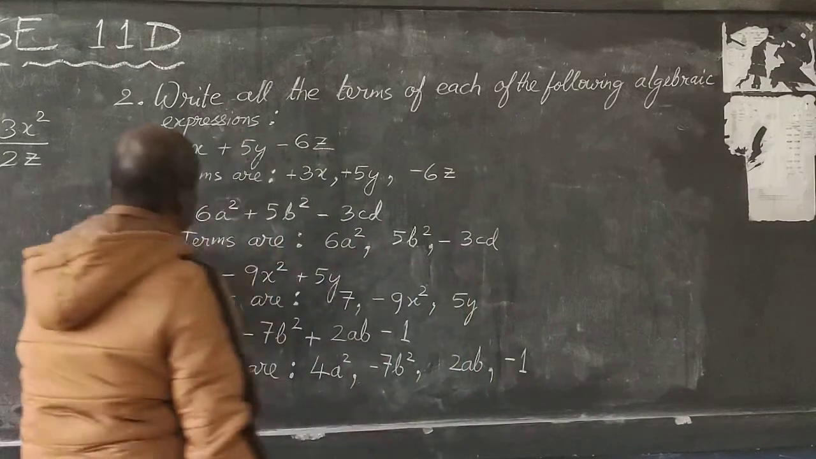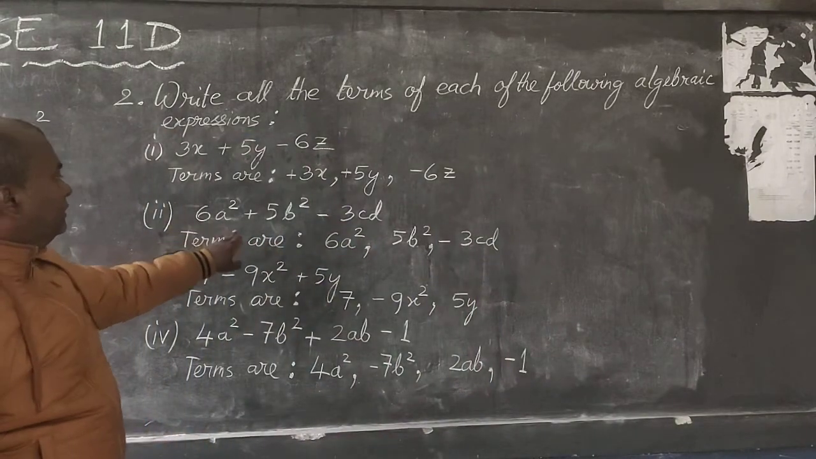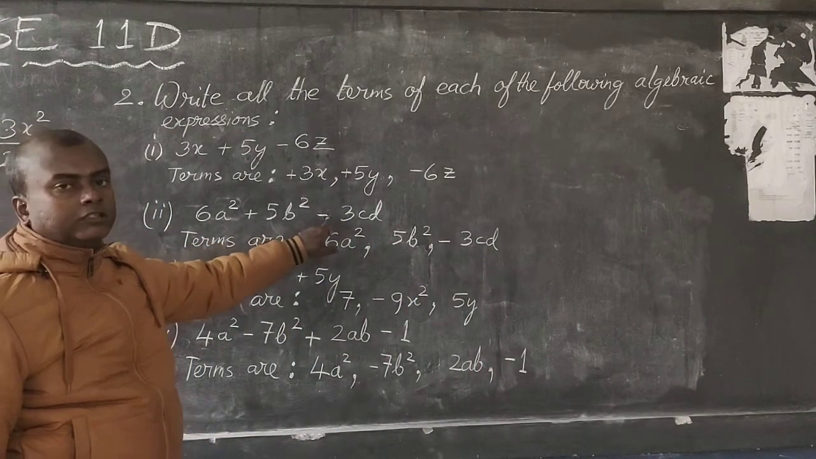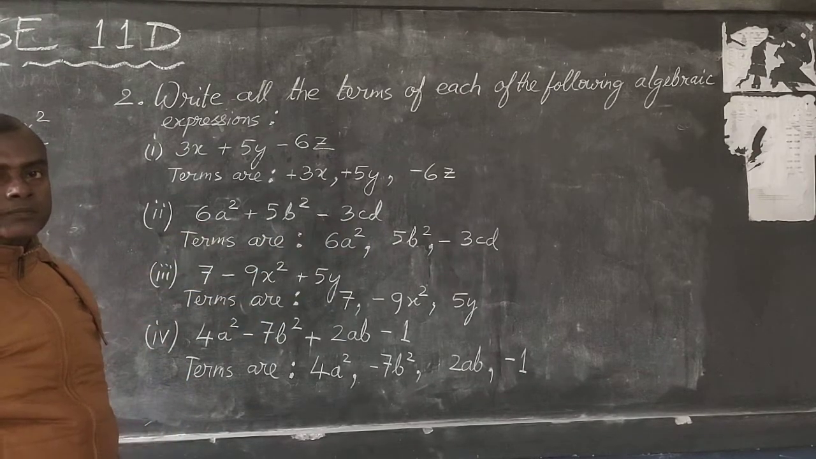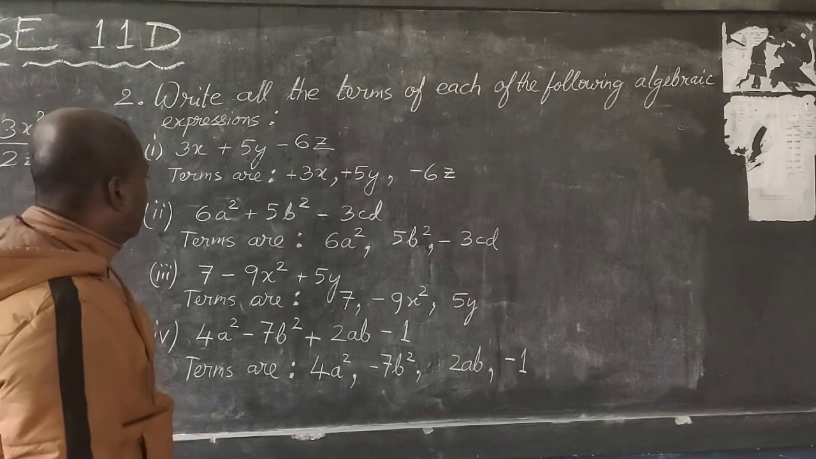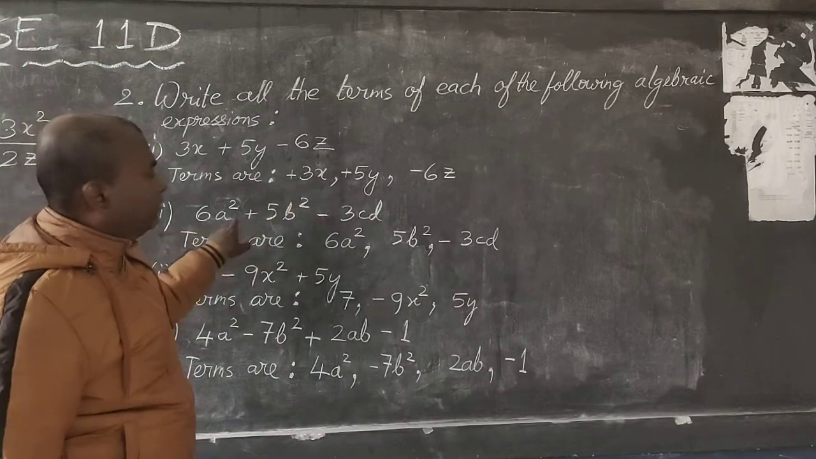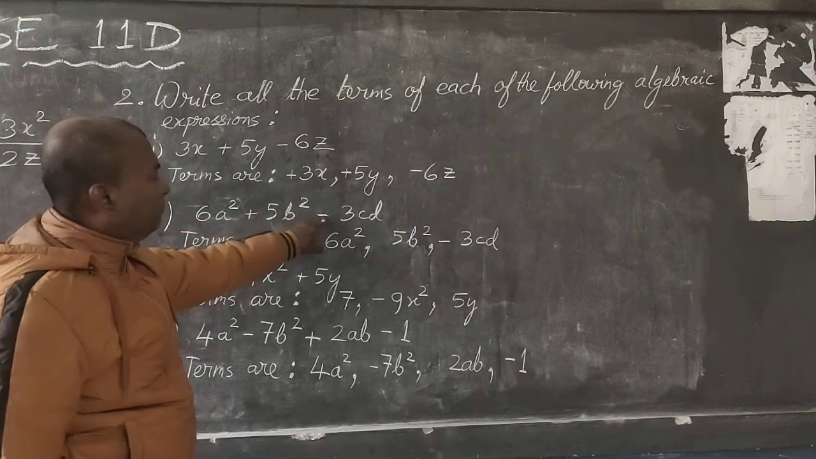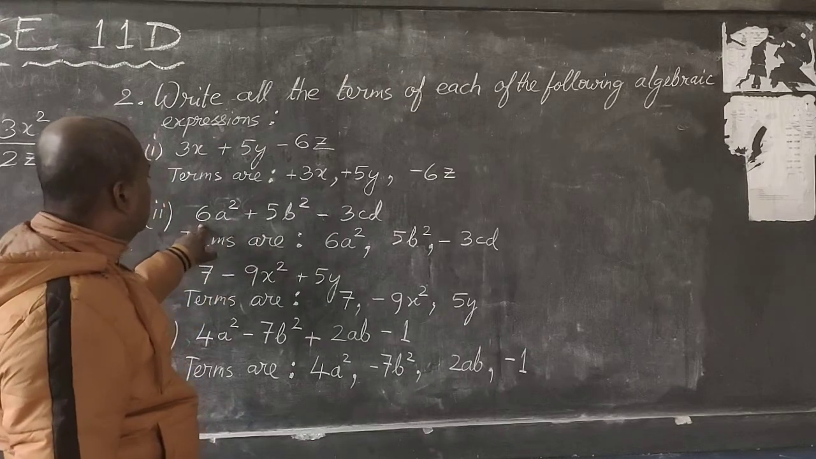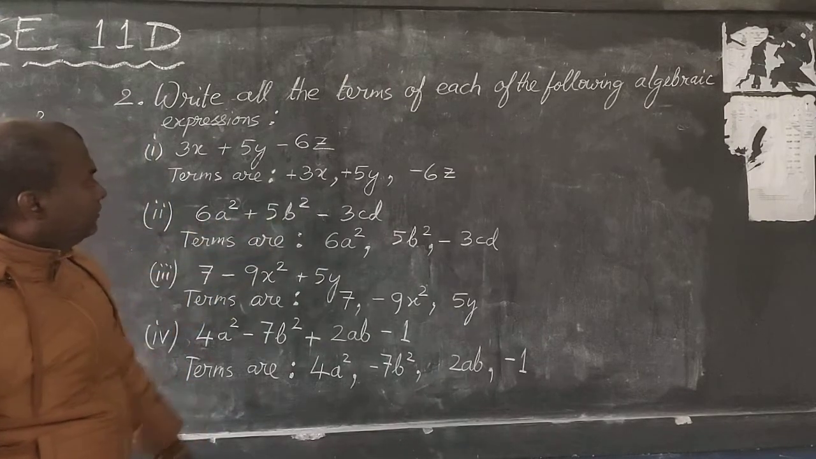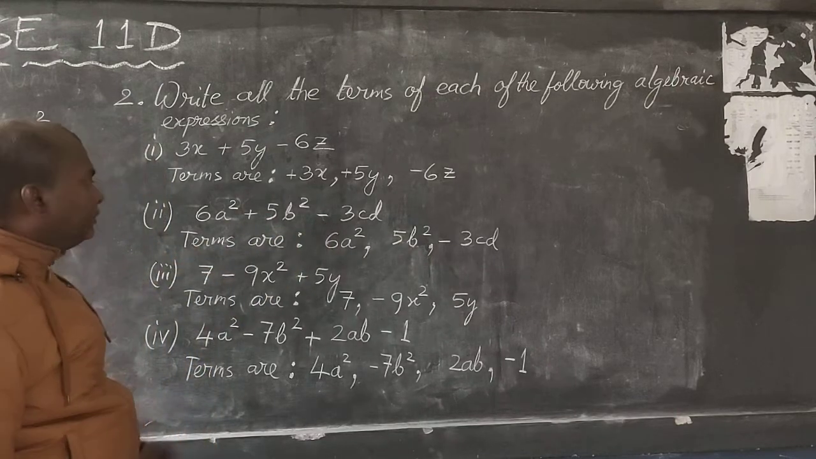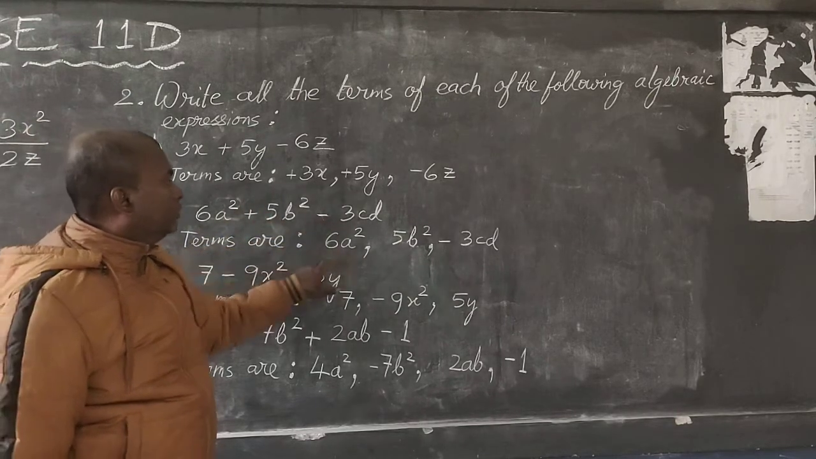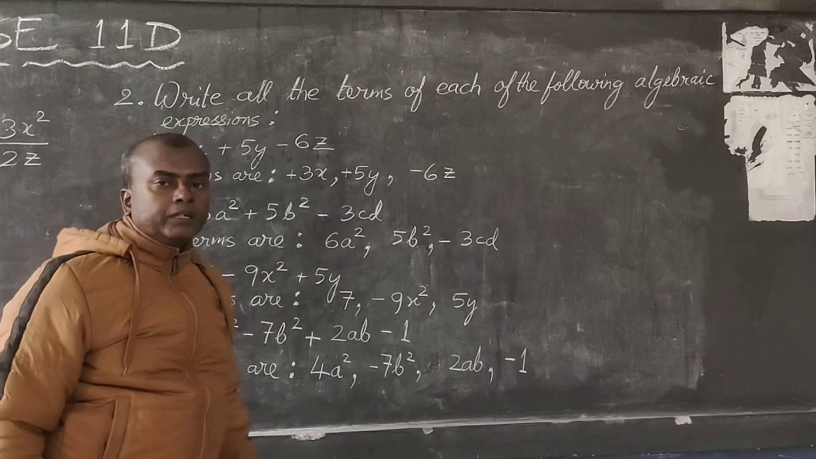Similarly, the next expression is 6a square plus 5b square minus 3cd. So how many terms are there in it? I think by now you must have realized the terms are separated from each other by plus and minus signs. So these two are separated by plus sign, these two are separated by minus sign. So in all, how many terms we have? 1, 2, 3.